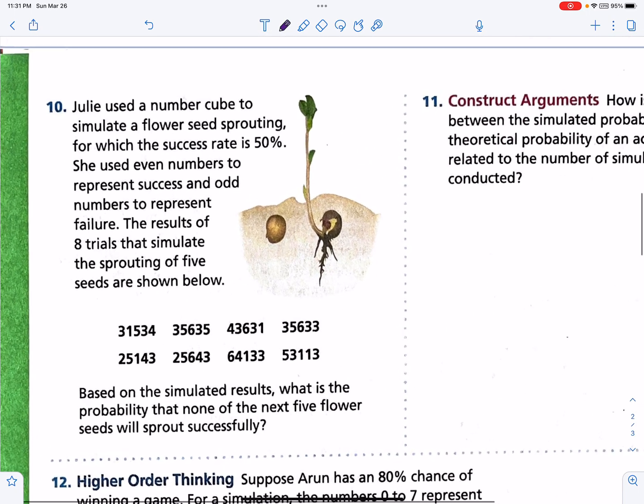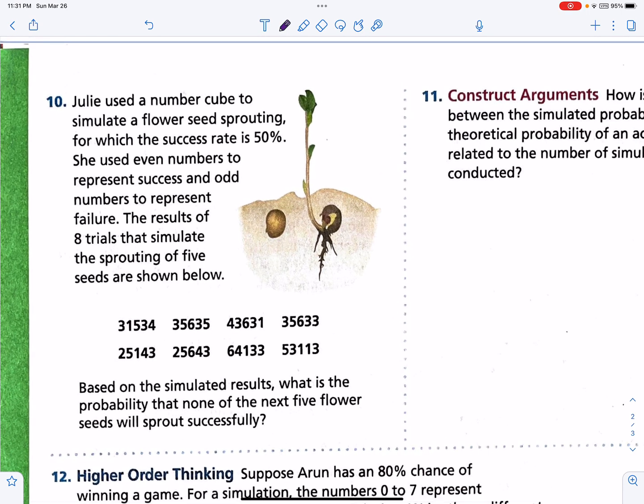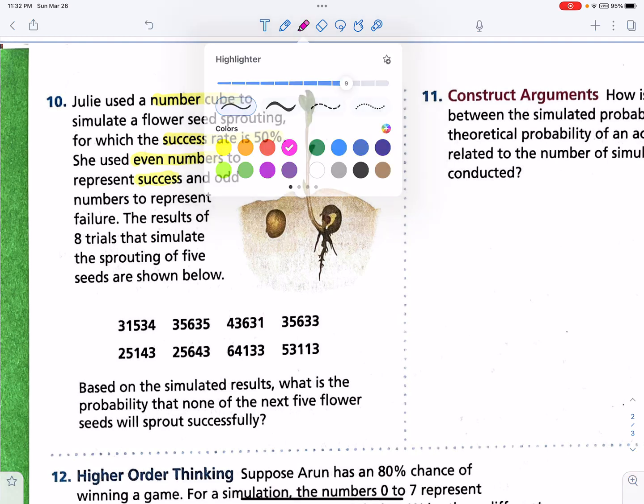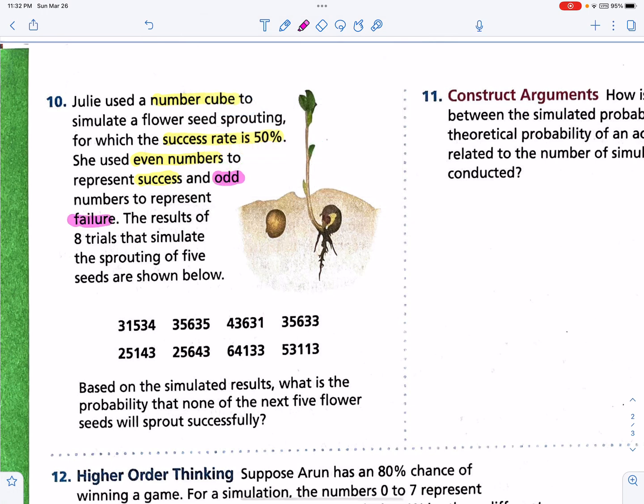This one has a little bit of a twist because they're giving a lot of different character traits of how they ran this simulation. So let's read this carefully. So first of all, they're using a number cube. So we're dealing with 1, 2, 3, 4, 5, 6 to simulate flower seed sprouting. The success rate they've determined is 50%. And then to make it even more odd, even numbers are success, and then odd numbers are failure.